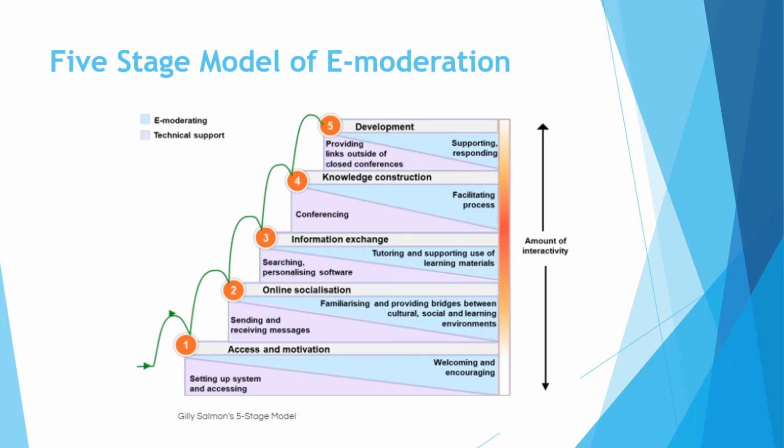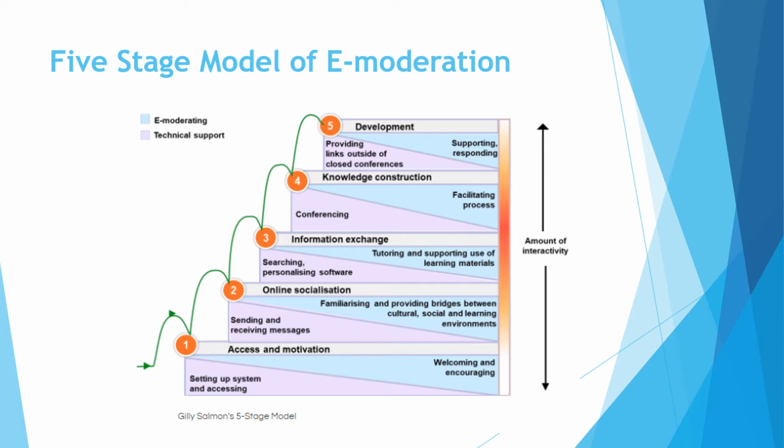Jilli Salmon's 5-stage model, as portrayed in this slide, emphasises the ways in which peer-to-peer engagement and interaction can be developed and facilitated with the use of e-moderation strategies. Each stage of the model includes both technical skills, which the learner must acquire, shown in the purple portion of each stage, alongside the role which the e-moderator fulfills, shown in the blue portion of each stage.